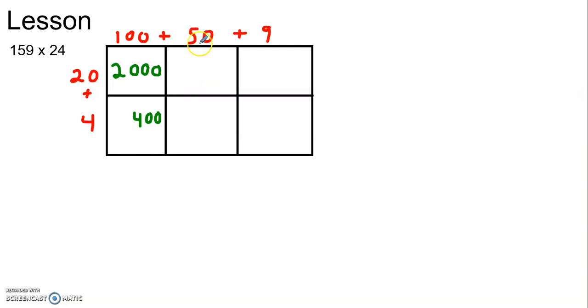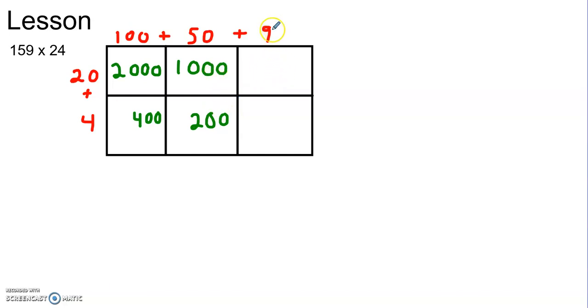In this square, I look up and I have a 50. To the side, I have 20. So 50 times 20 equals 1,000. So I'm going to write 1,000. This square here has 50 times 4. And 50 times 4 is 200. So again, I'm trying to line them up by place value at the top row.